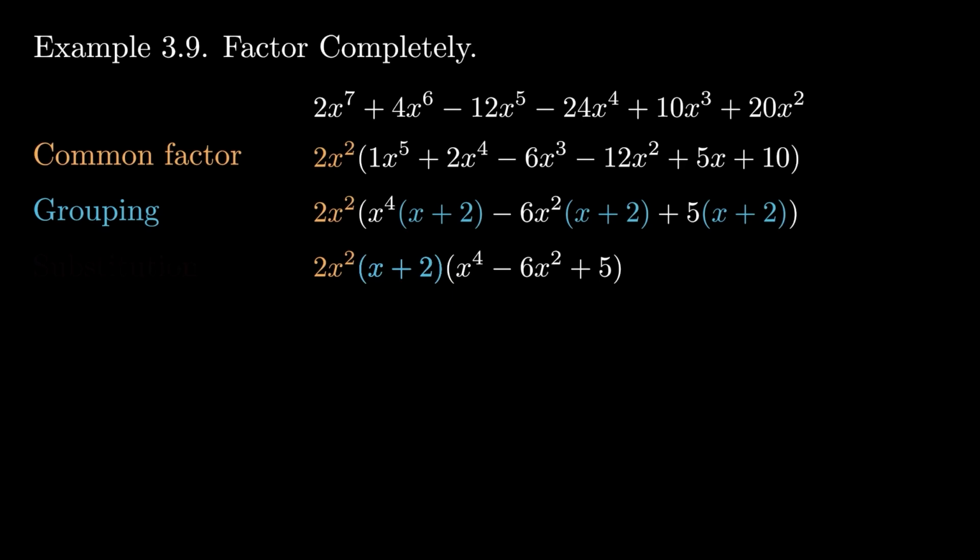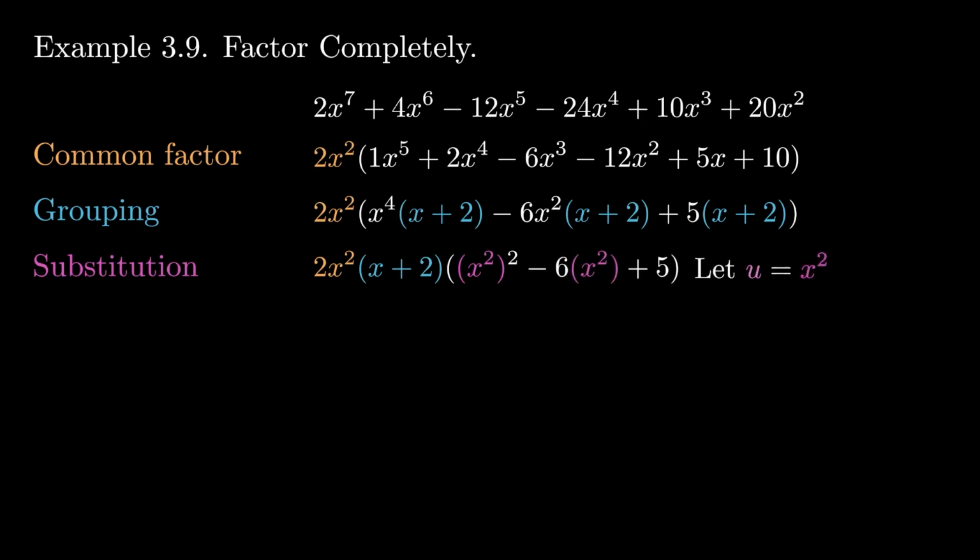Here's the second technique for factoring: substitution. When I get here, I notice that this expression is very analogous to a quadratic. X to the fourth is just x squared squared. X squared is just x squared to the first power. Meaning, if I substitute some variable, let's say u, then I have a quadratic. I can then factor this quadratic and then re-substitute the x.